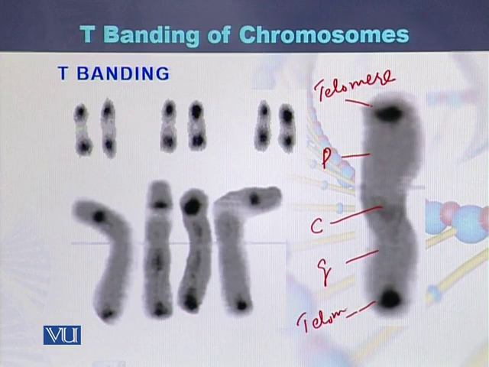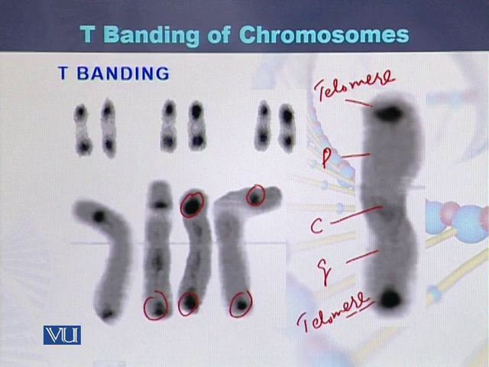When we stain the ends of the chromosomes, which are called telomeres, the banding pattern is called T-banding. Here we can see that the ends of the chromosomes have been stained. So this is an example of T-banding.